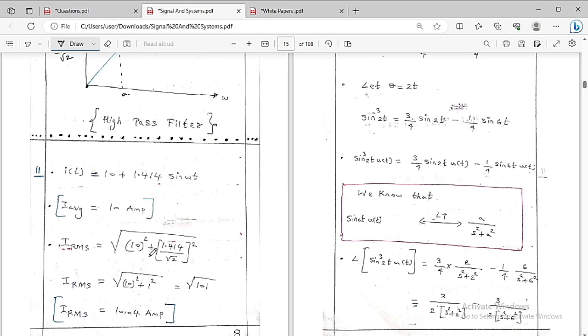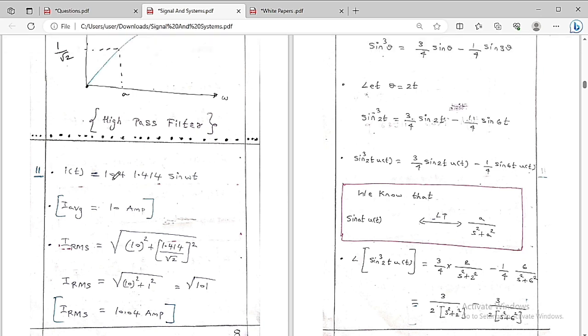Then you only have to use the formula for the signal RMS. For DC, the RMS and average values are the same, equal to the peak value. So it's the DC value 10 squared plus, for the sine wave, the RMS value, which is peak value by root 2. So 1.414 by root 2. If you simplify, we get this result. The average value is equal to 10 ampere, and the RMS value is equal to 10.04 ampere.